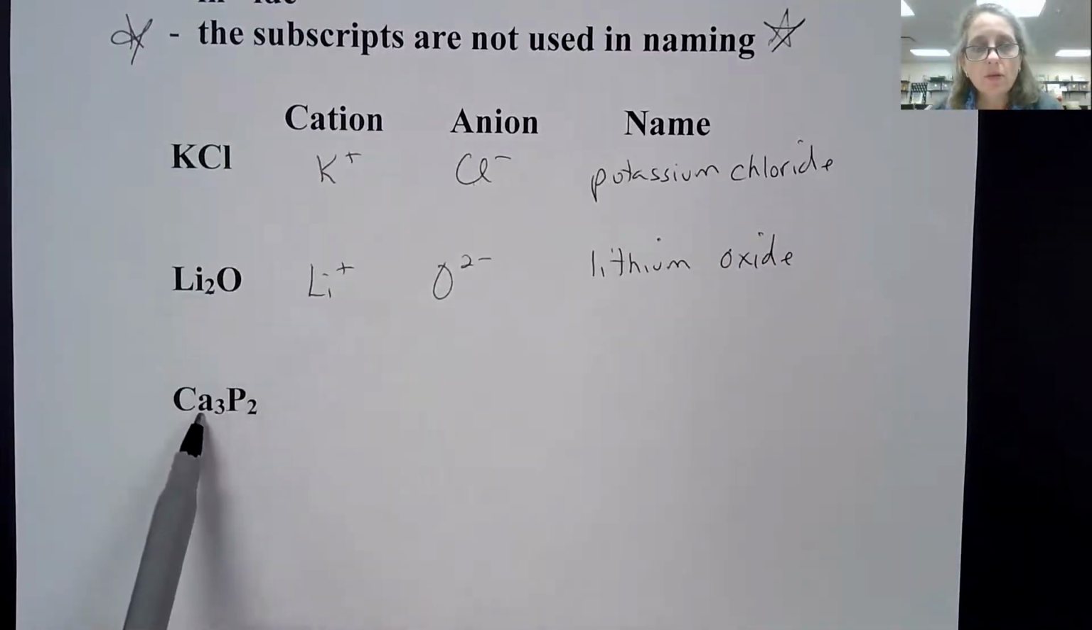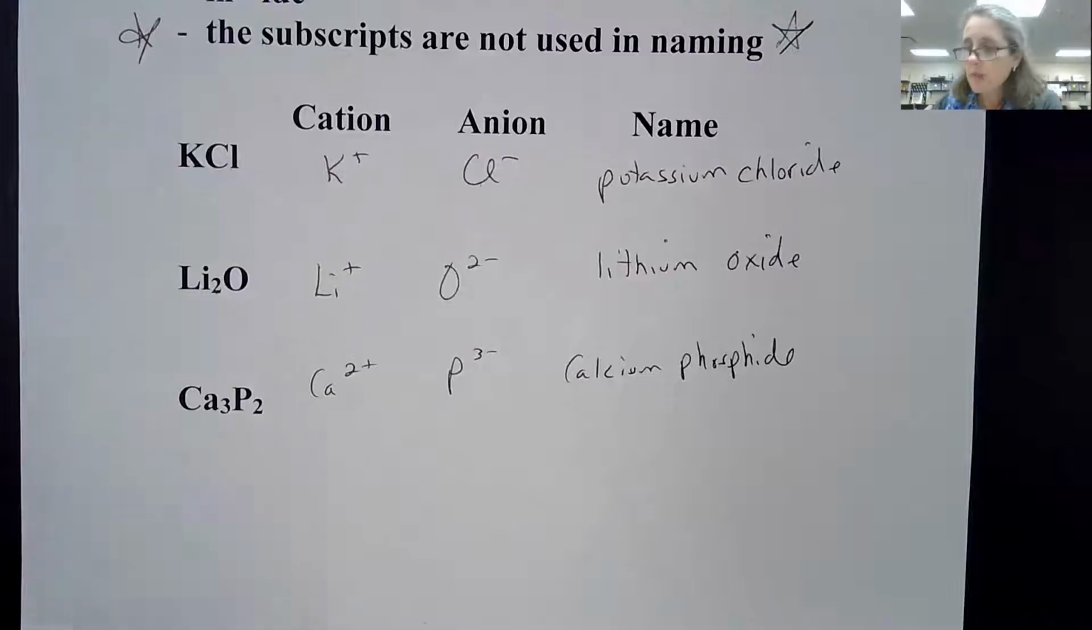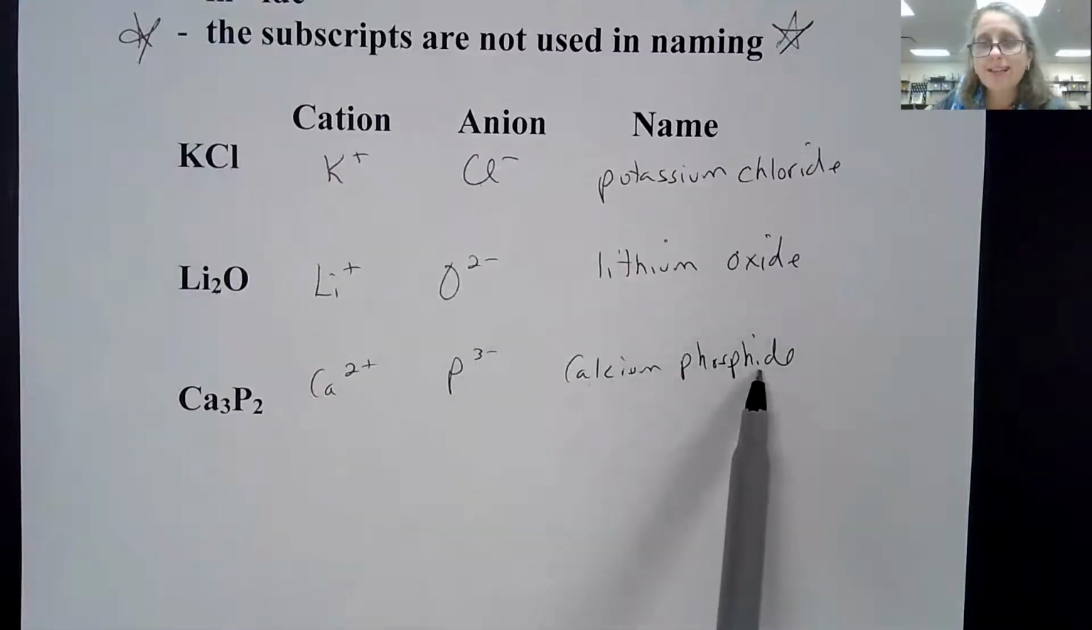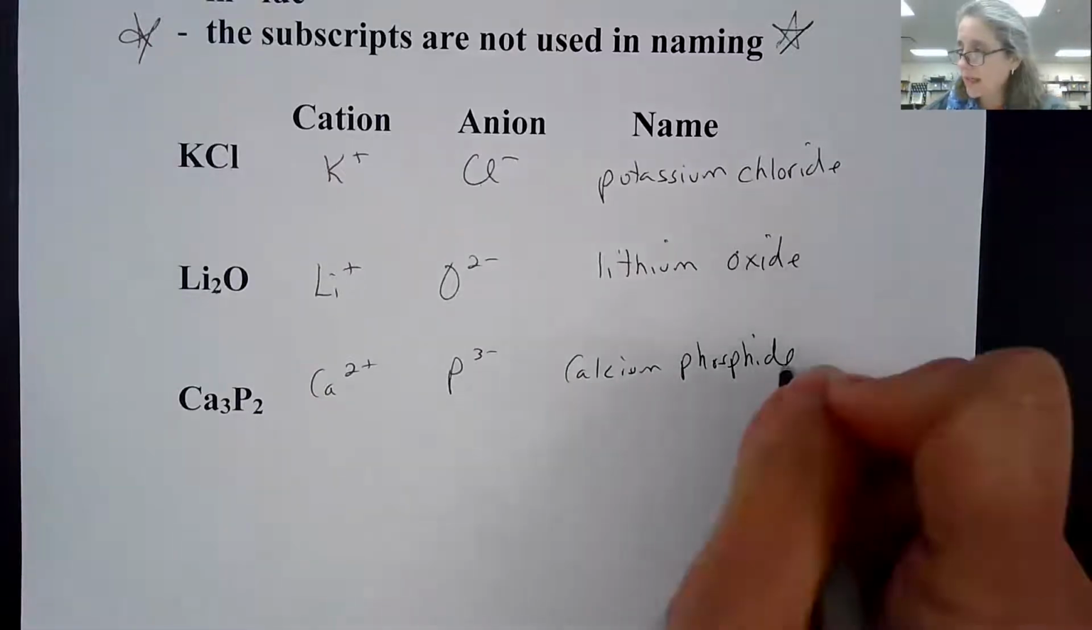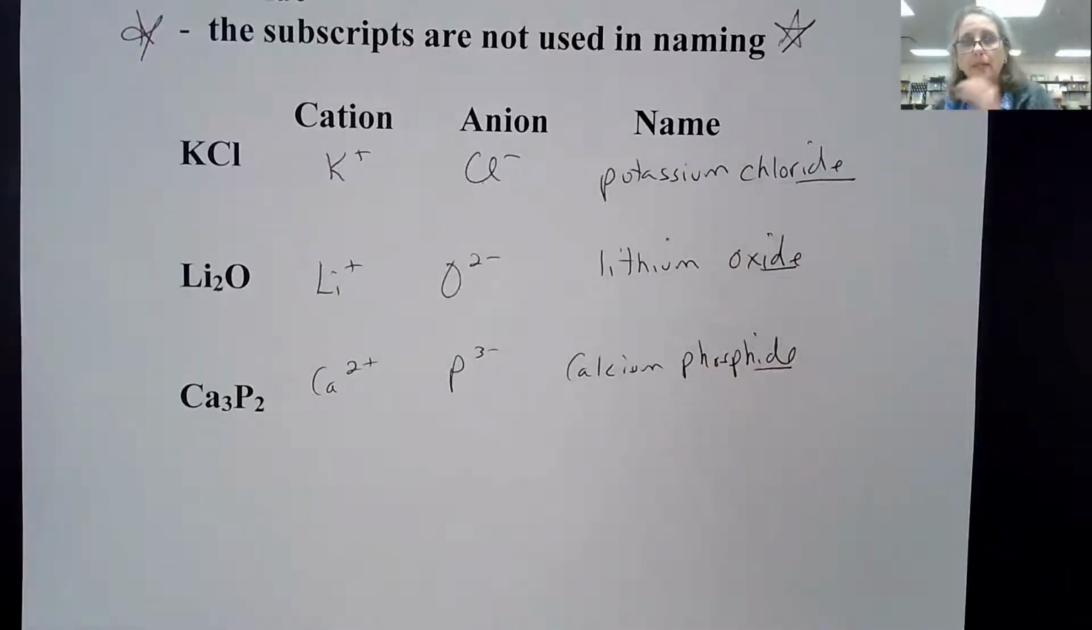So see if you can do this one. Ca is calcium, P is phosphorus. See if you can name it. I'm going to pause it and get the answer. So the answer is calcium phosphide. Again, all of these must end in IDE for the binary compounds.